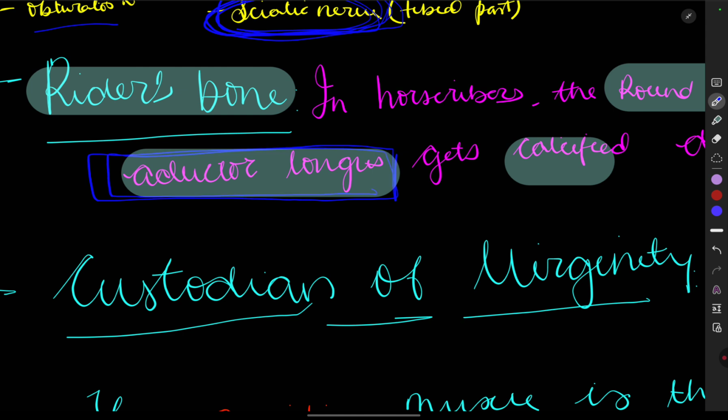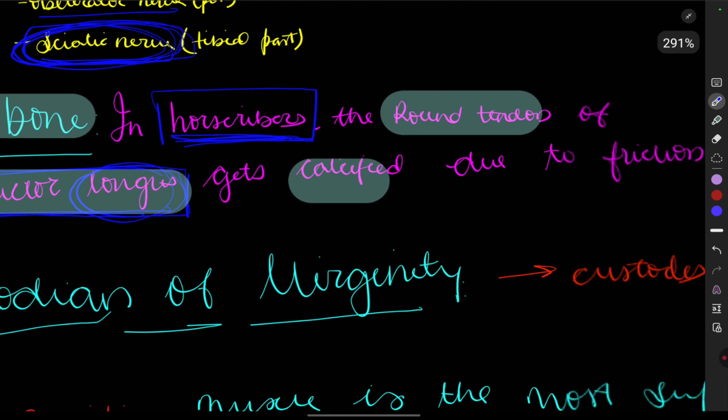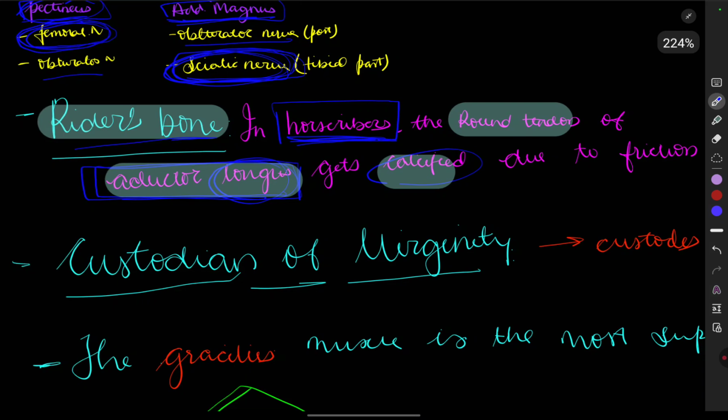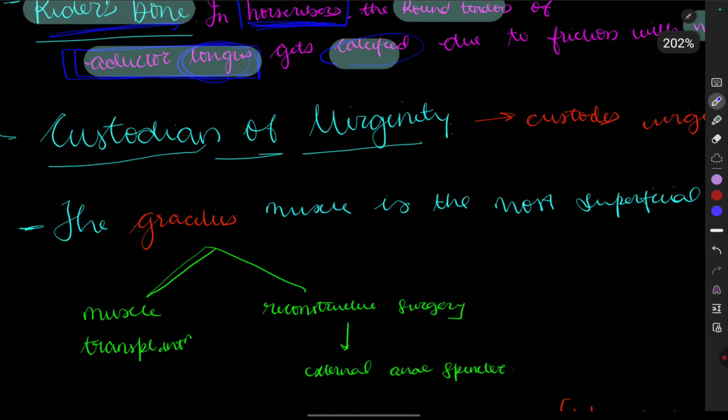Just remember that. How do you remember it? I don't know, I just remember it this way. For riding the horse, a person should be taller. If a person is very short, he cannot climb onto the horse. So which muscle is it? The adductor longus muscle. You have to be tall, you have to be long. So the adductor longus muscle gets calcified due to the friction with the horseback, and this is called the rider's bone. This is the peculiarity.